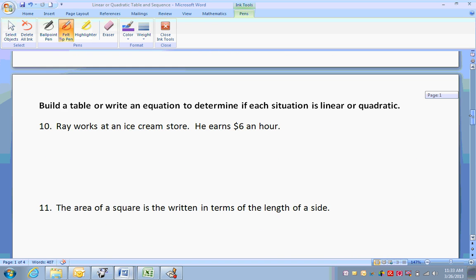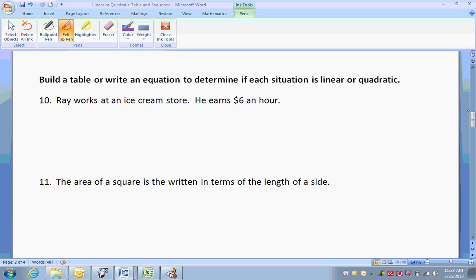All right, let's go down to number 10. It says build a table or write an equation to determine if each situation is linear or quadratic. Number 10 says Ray works at an ice cream store and he earns $6 an hour. Well, for 1 hour, he earns $6. If he works 2 hours, he earns $12. And if he works 3 hours, he'll have earned $18.